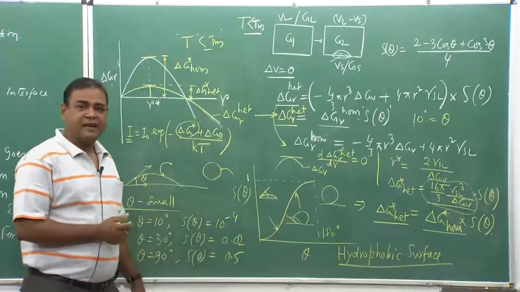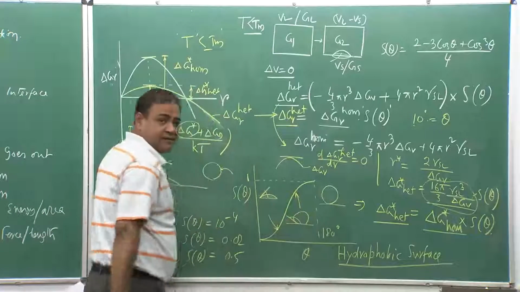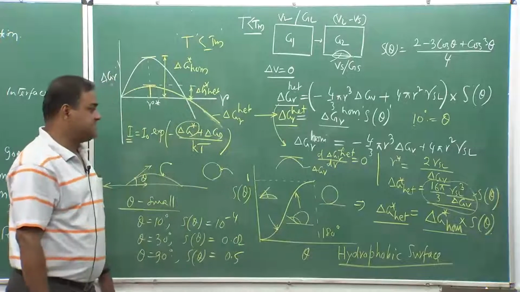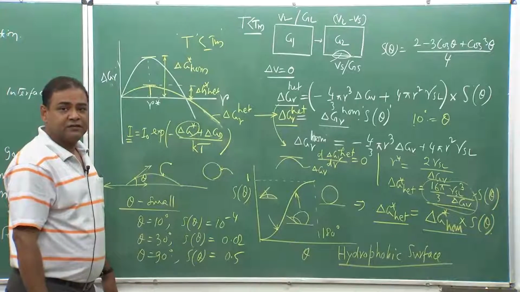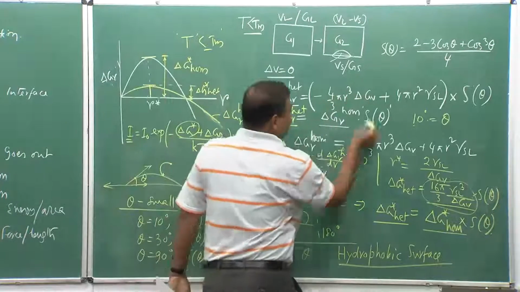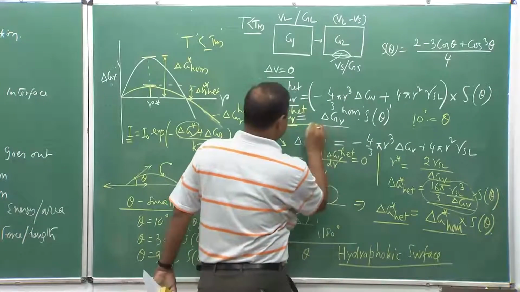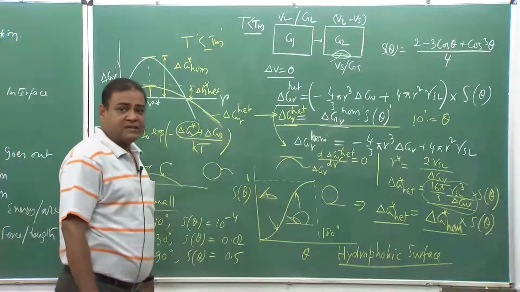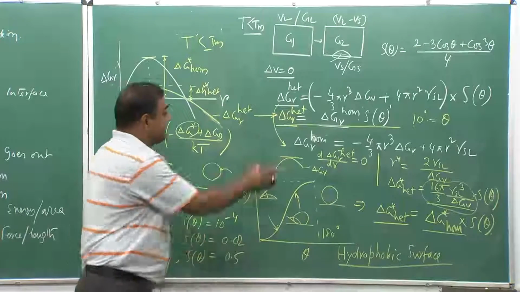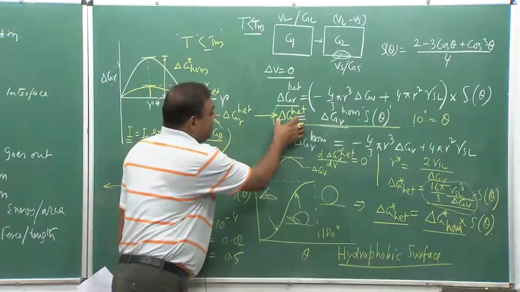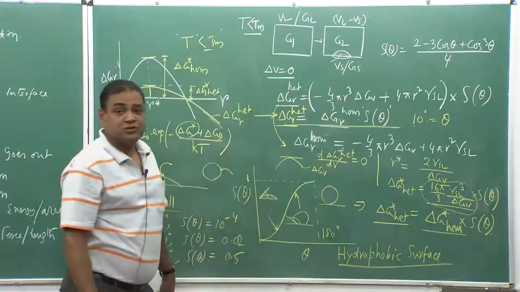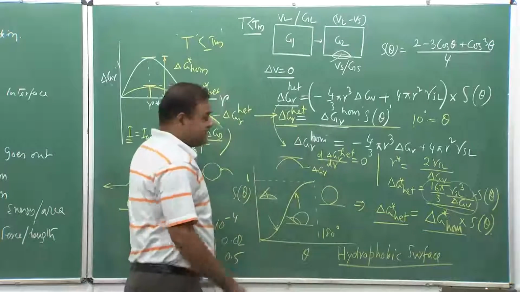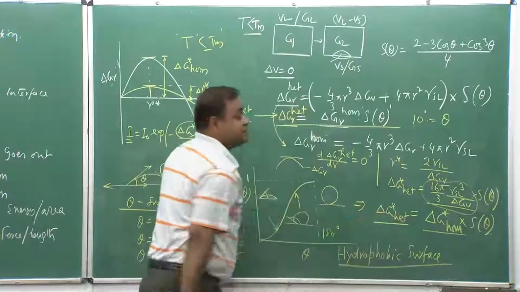Now, if water does not stick, I do not have any influence from the surface. So, S theta becomes 1 when theta equals 180 degree, and at that time delta G R heterogeneous equals delta G R homogeneous. Similarly, if S theta equals 1, then delta G star heterogeneous equals delta G star homogeneous.